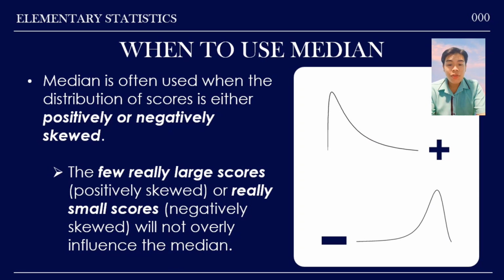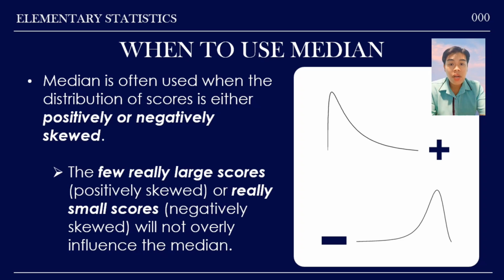Median is often used when the distribution of scores is either positively skewed or negatively skewed. This means that the few really large scores, positively skewed, or really small scores, negatively skewed, will not overly influence the median. As we can see in our graph, the tail of the upper graph is on the right side. Therefore, if we think of the number line, this is leaning to the direction of the positive numbers, right? This could be a way for us to determine that this is positively skewed.